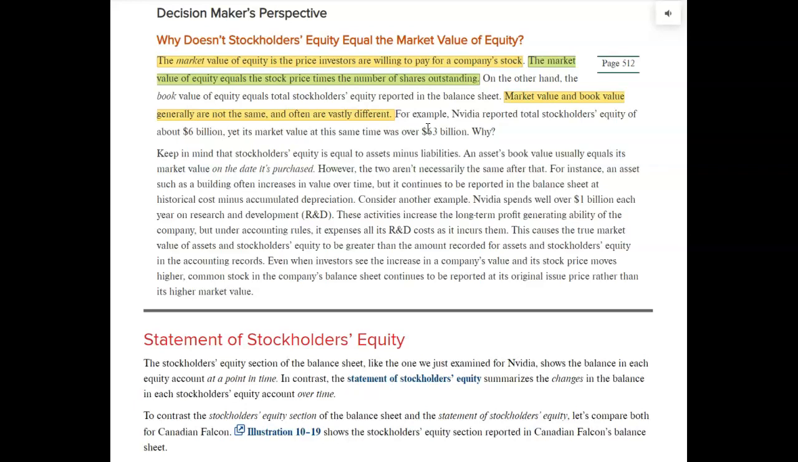So it's not the stockholders' equity section. So those are not the same thing. Market value, book value are not the same thing. Book value is just assets minus liabilities, which equals stockholders' equity. But market value and book value are not the same thing.